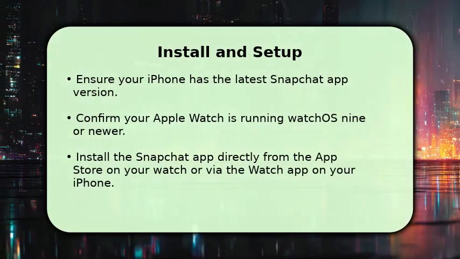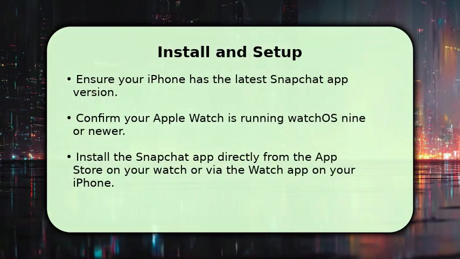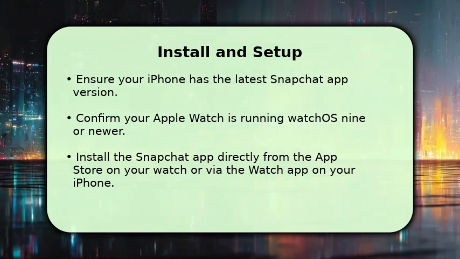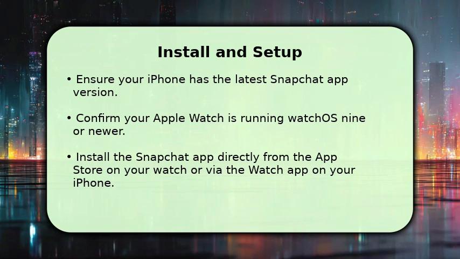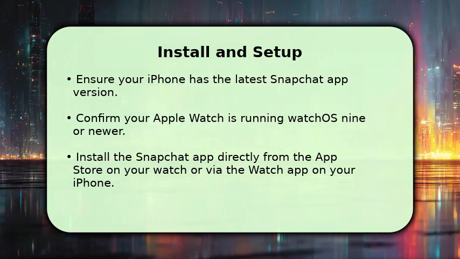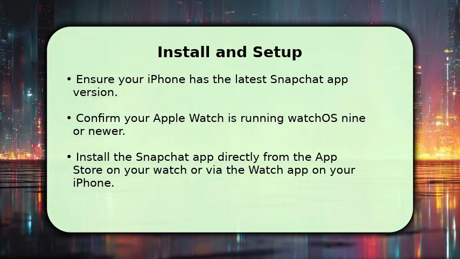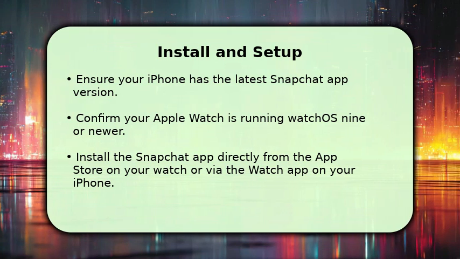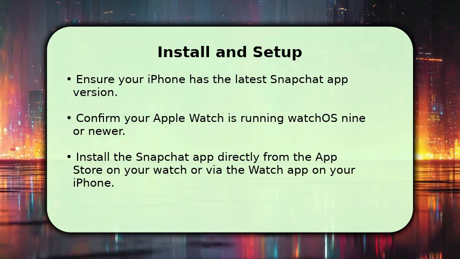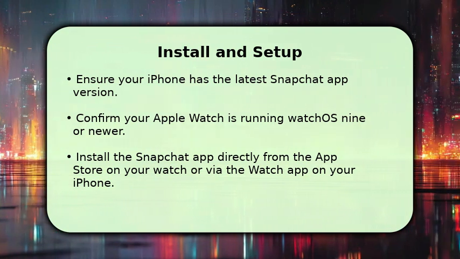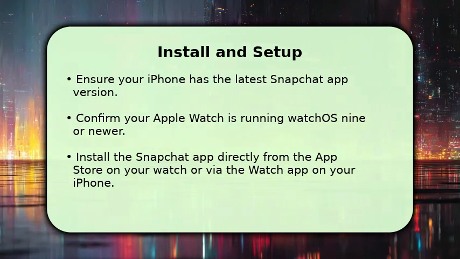To begin, make sure your iPhone has the most recent version of the Snapchat app installed. Your Apple Watch should also be running watchOS 9 or a newer version for compatibility. You can then install the Snapchat app directly from the App Store on your watch or by using the Watch app on your iPhone. Remember to enable Snapchat notifications within the Watch app on your iPhone to ensure you receive alerts on your wrist, setting you up for seamless communication.